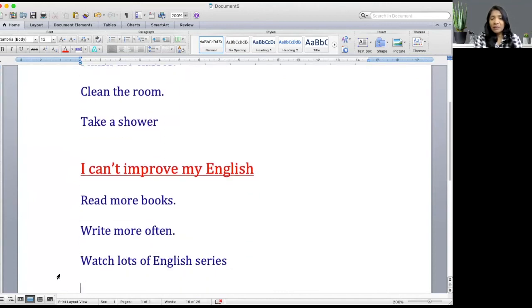Let me give another example. Maybe you can do this at your home. I can't improve my English. How do you complete this? I can't improve my English unless I read more books. Another one: I cannot improve my English unless I write more often. I cannot improve my English unless I watch lots of English series. Isn't it easy? It's a quick way to learn this word called unless.